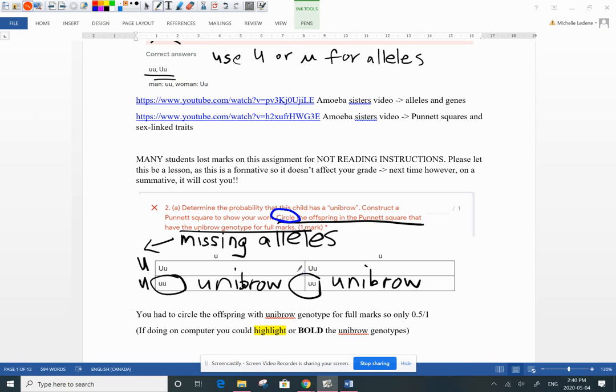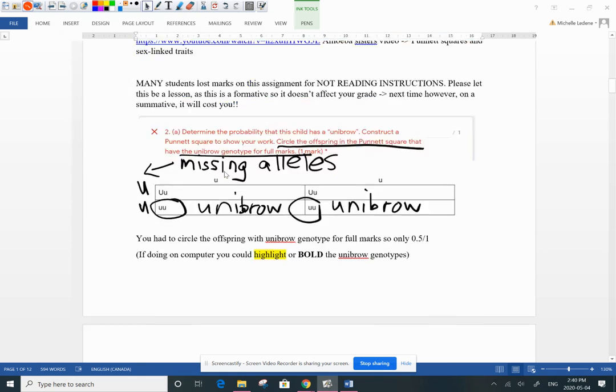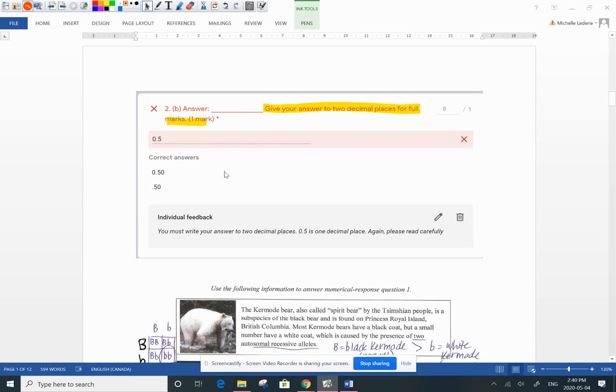So a lot of students did the entire Punnett square correctly, but then they didn't circle unibrow, and they only got 0.5. Okay, and some of you did that on your computer. That was perfectly fine. You highlighted or bolded those individuals. And again, I know we don't have a diploma this year, but in previous years when we did, if you're asked to write an answer to 2 decimal places, this student has done only 1 decimal place. That's wrong. They are not going to give you a correct mark for that.